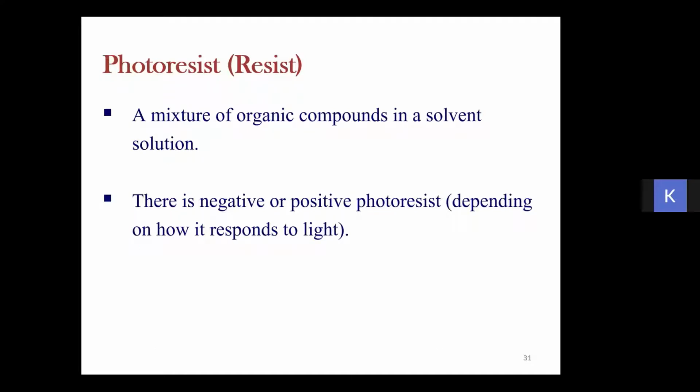Now, I was talking about resist for long. That is also called a photoresist whenever we are doing photolithography. What is a resist actually? It is basically a mixture of an organic compound and a solvent solution. There are two types of photoresist which are used: a negative photoresist and a positive photoresist, and the classification depends on how it reacts with the light.